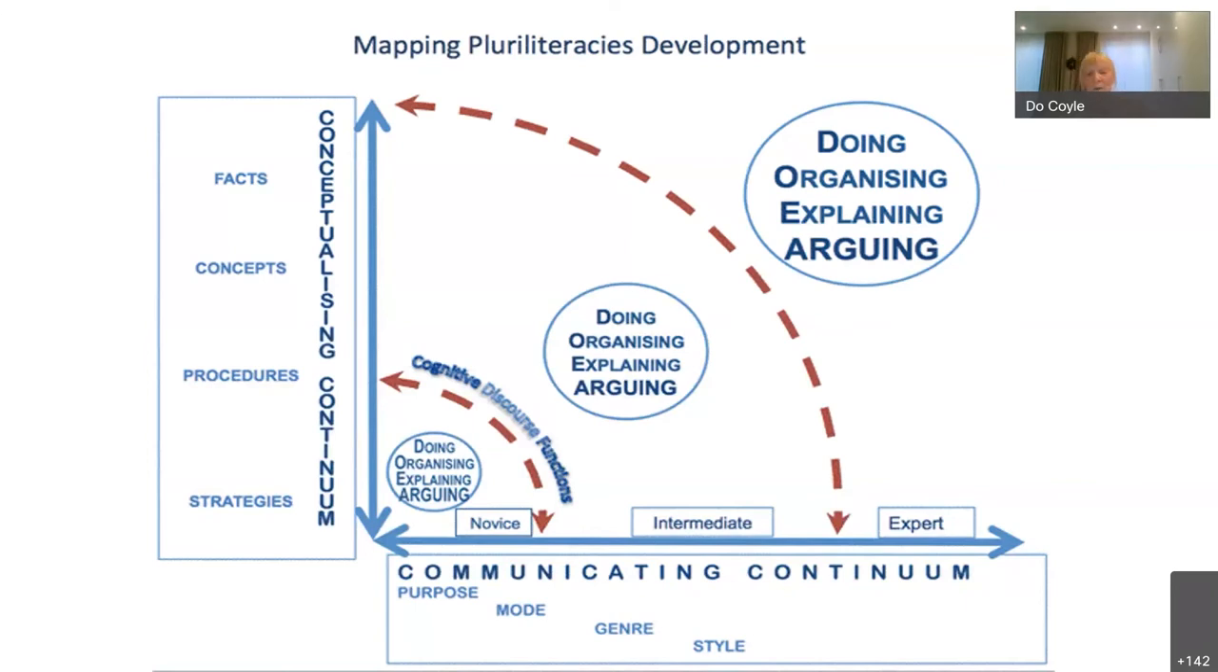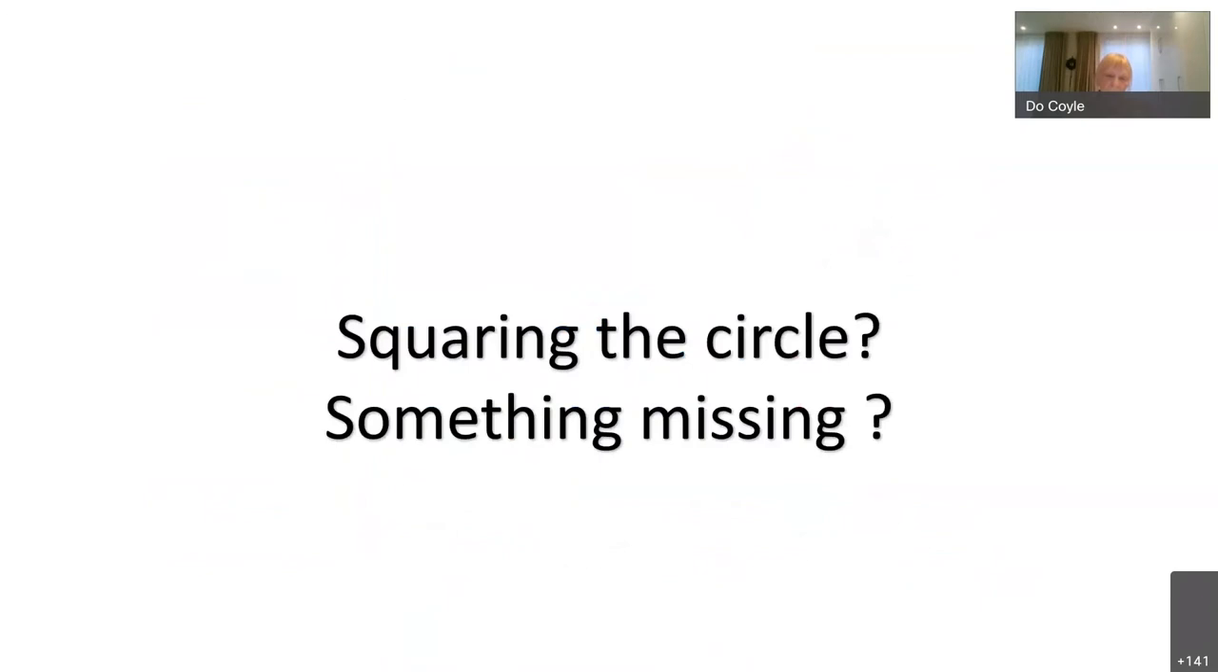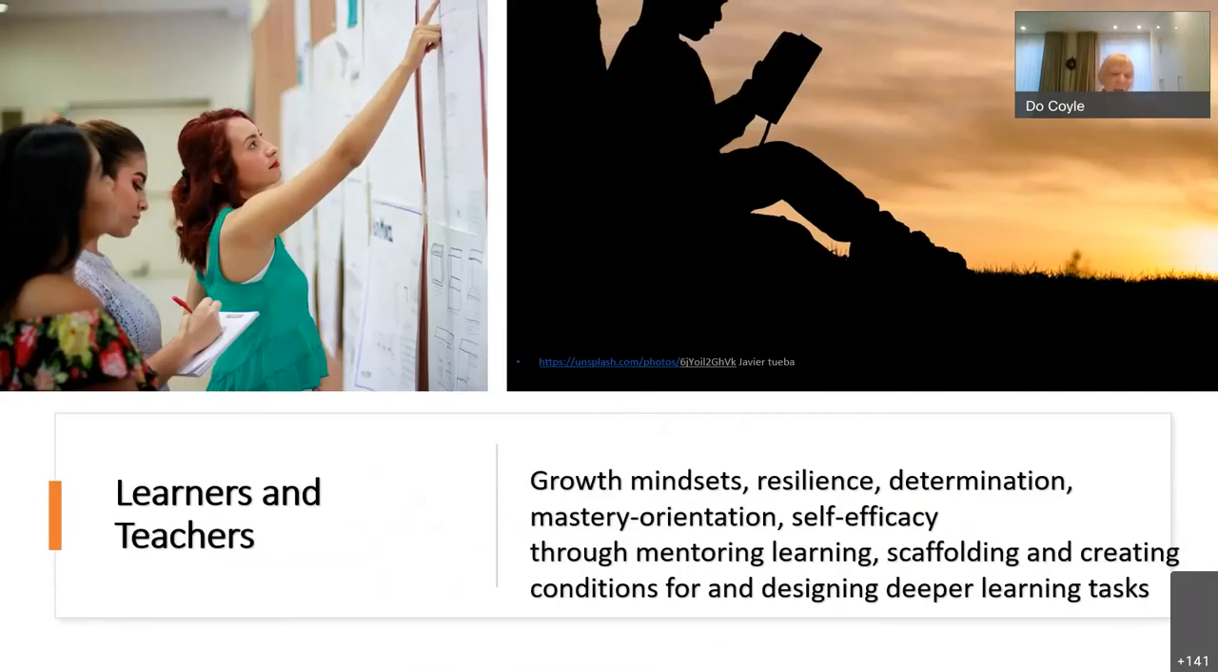And along the bottom, we have the continuum of communicating. It's not only for others, it's also for self. And we move then becoming more and more sophisticated in the discourses. So that's where we went to with the pluriliteracies model. But what was missing? We had to square the circle, and this is what was missing.